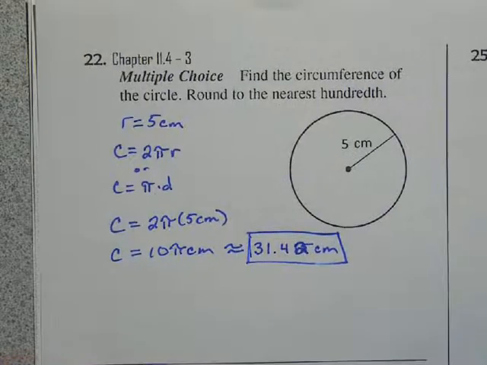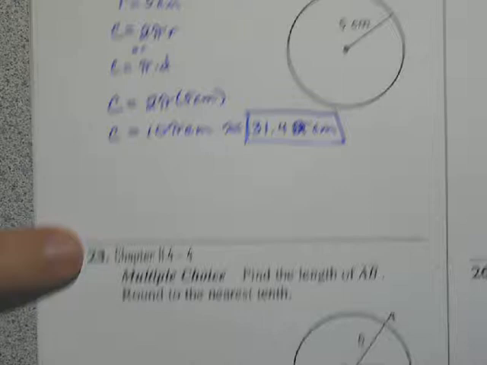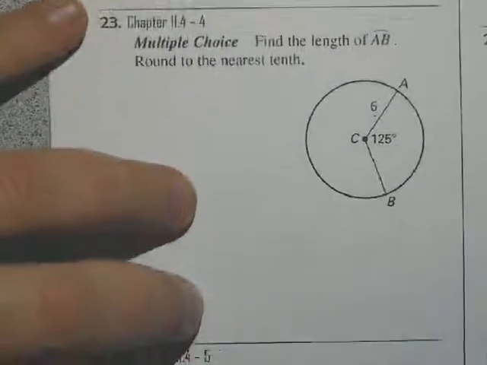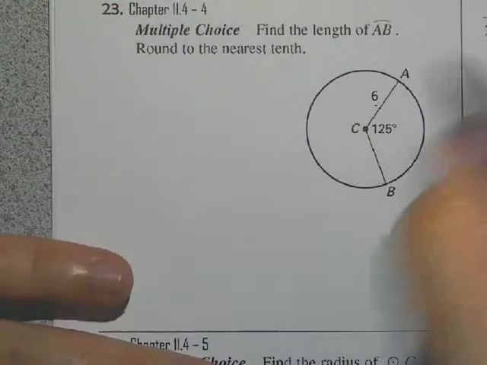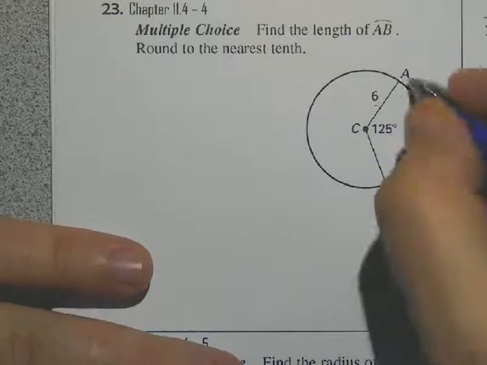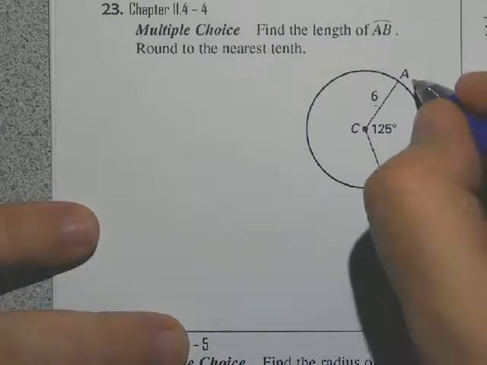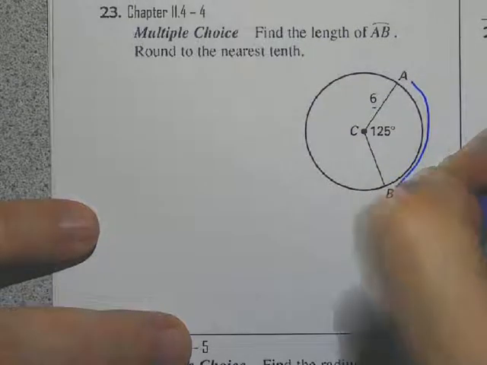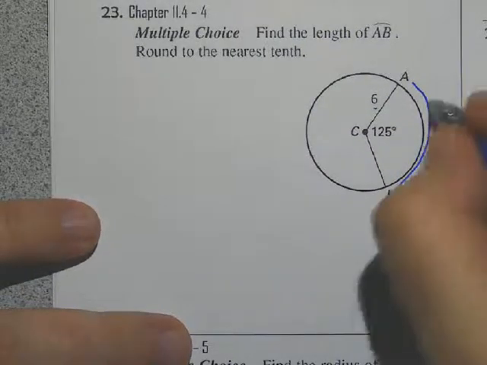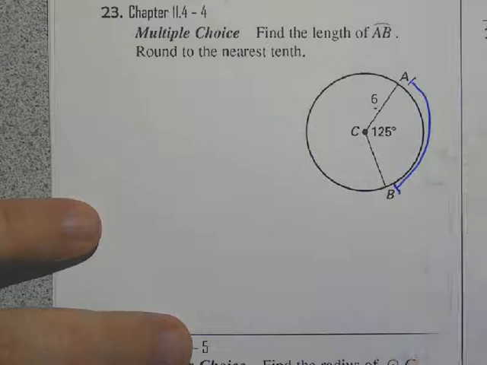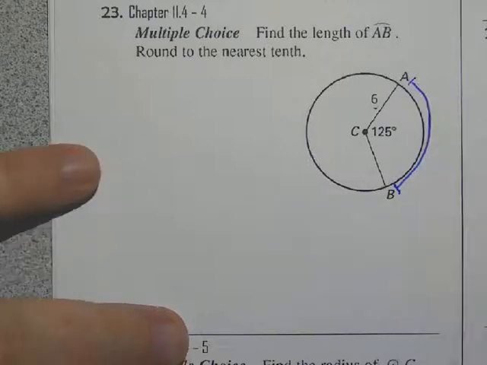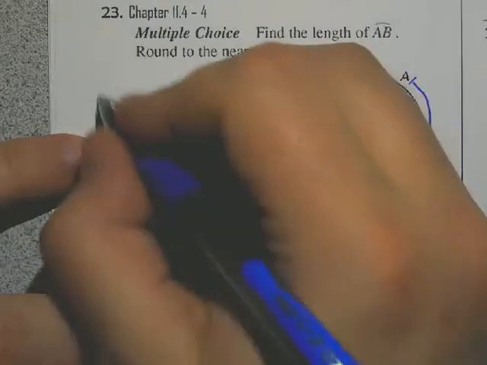Okay, moving on to number 23. Okay, and we've got a sector. Now this is the case where we want to find the partial length. We're looking for this length around the circle AB right here. Okay, so this is that length that we're looking for, and that is a part of the whole length. So let's write down the things that we do know. Let's make our box over here.